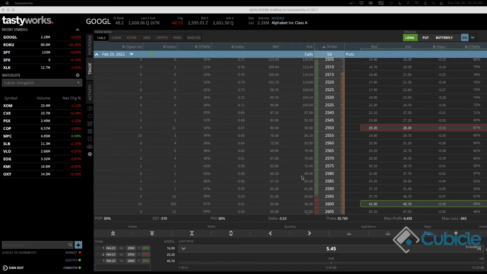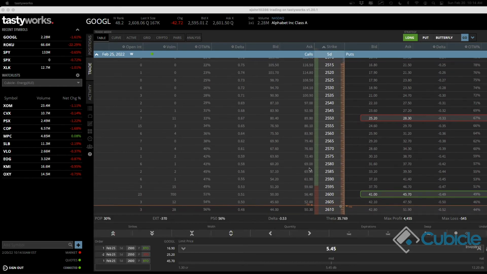So the expiration date for that trade was this past Friday, which was February the 18th, right? But I'm going to demonstrate what I did last week, looking at the expiration date of February the 25th. Okay, so just showing you the actual option contracts that I bought and sold.